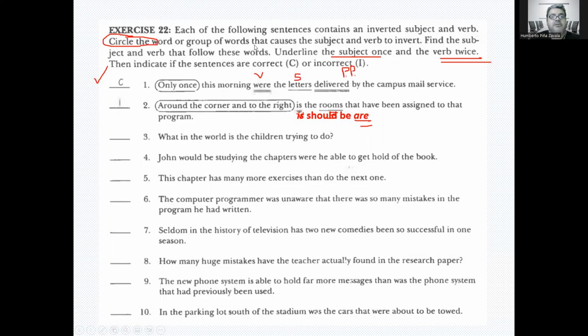Okay, guys, so now it's time for you to pause the video and do the exercise. When you finish, come back and check how you did. Okay, pause the video now.